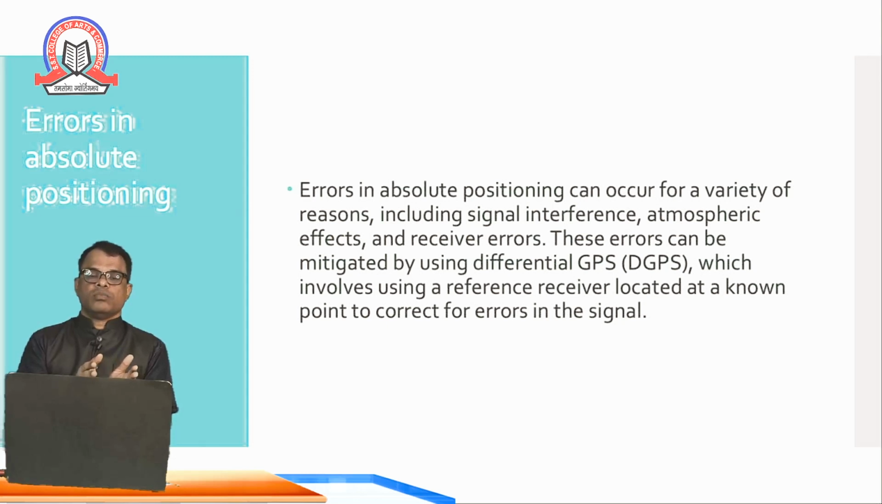So what's our aim? When we calculate the absolute position, we have to minimize the error, and we should go to the accurate values. So that's what is achieved by keeping receivers at different locations.